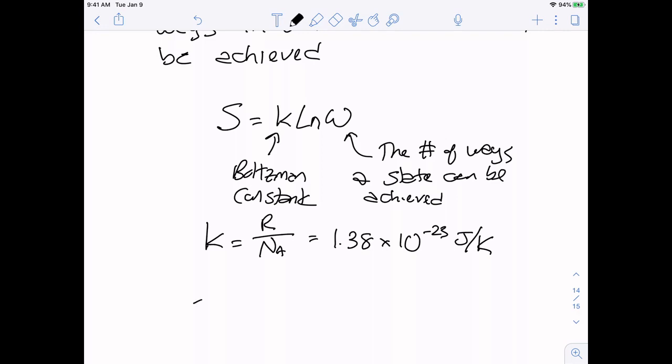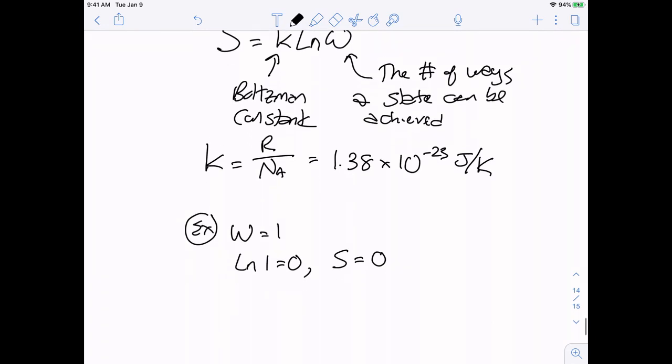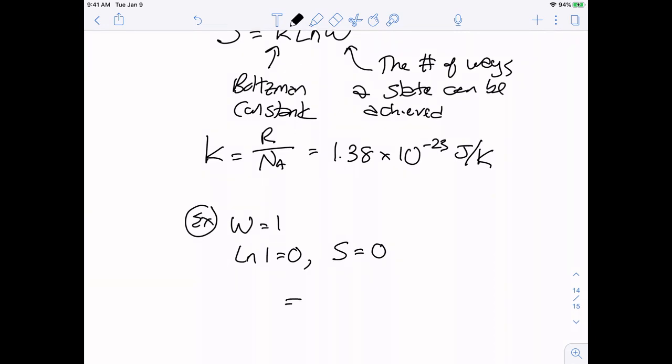So, for example, the extreme end of things, if omega is equal to 1, right, there's only one way that we can achieve a state, then it's going to be perfectly ordered. The natural log of 1 is equal to 0. So my entropy is then equal to 0, right? 0 times the Boltzmann constant is going to be 0. So it's perfectly ordered. Remember, entropy is a measure of disorder, so if its value is 0, it has no disorder. If I had a quarter and I was going to throw it on the ground, and ordered is either landing heads up or heads down, it's going to land one of those ways. It's going to be perfectly ordered.